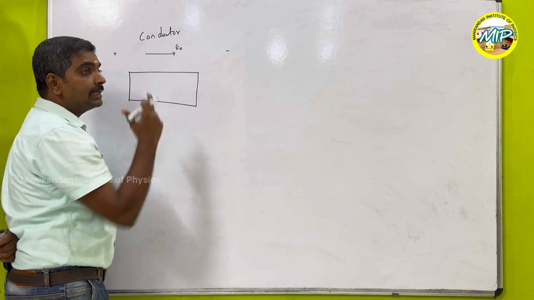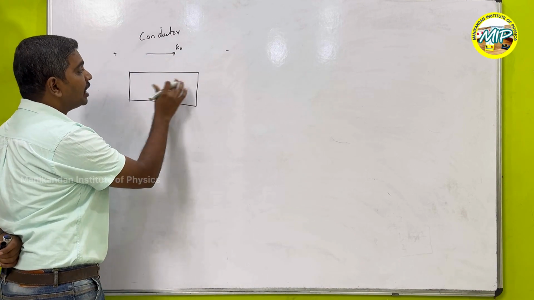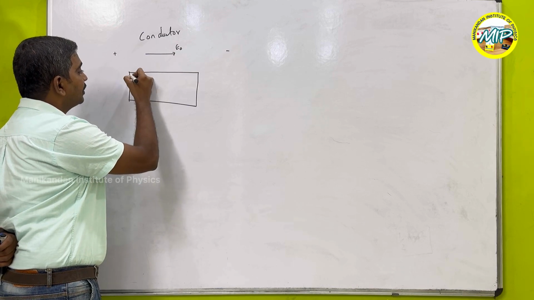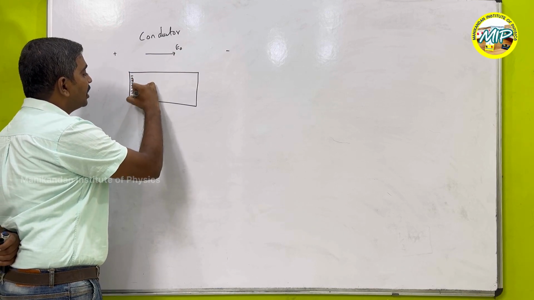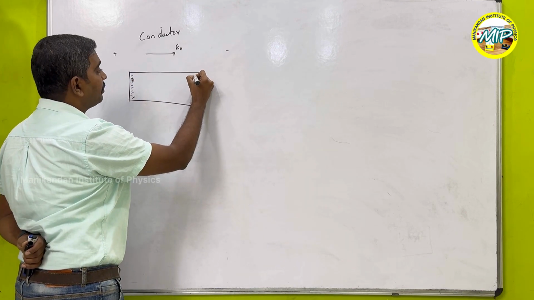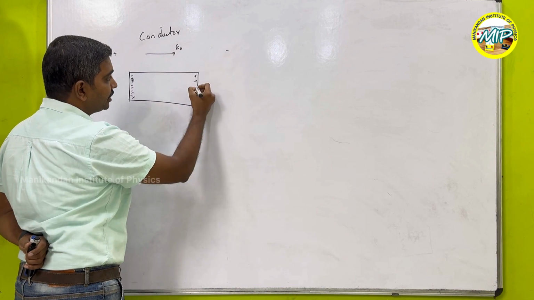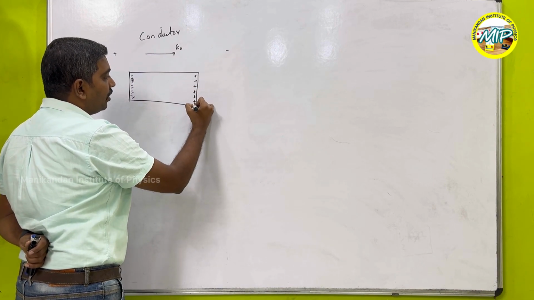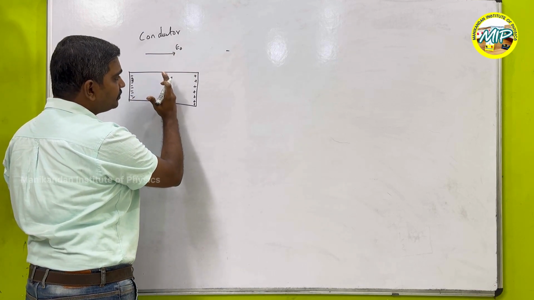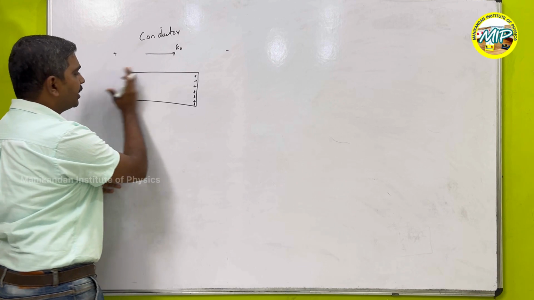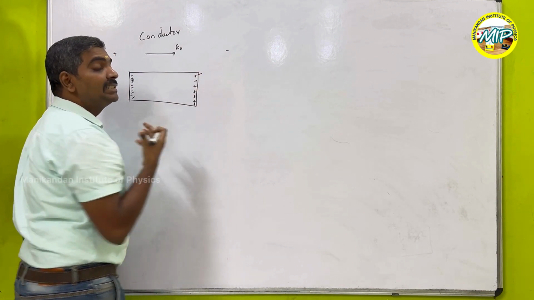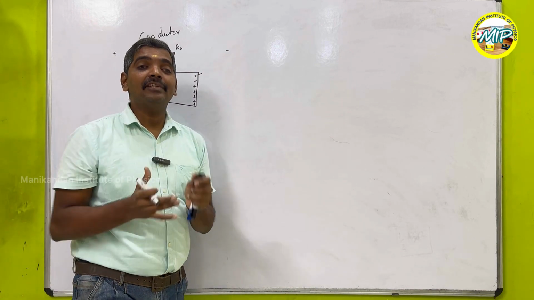Because of this applied external electric field, the charges in this conductor move. Sorry, the negative charges are attracted toward the positive side, and the positive charges are attracted by the negative side. So all the positive charges are deposited on this side, and all the negative charges are attracted by the positive charge. This is called the charge density, it's nothing but your surface charge density.